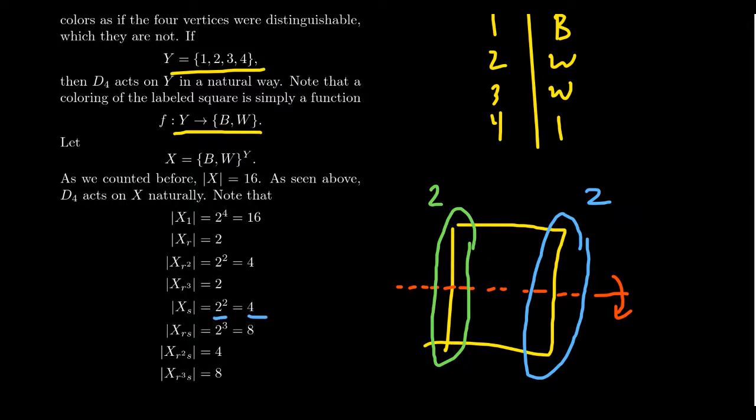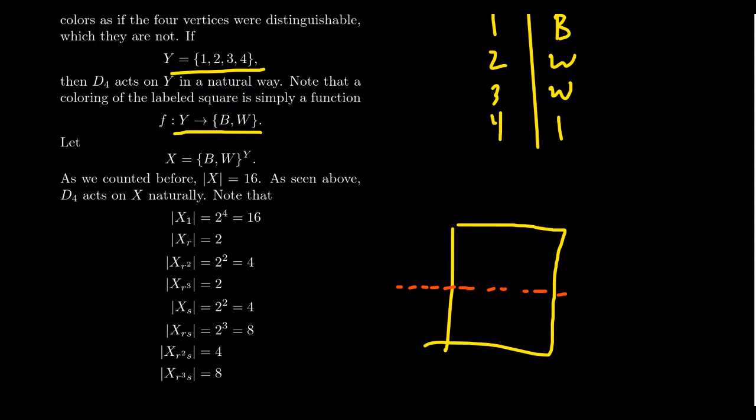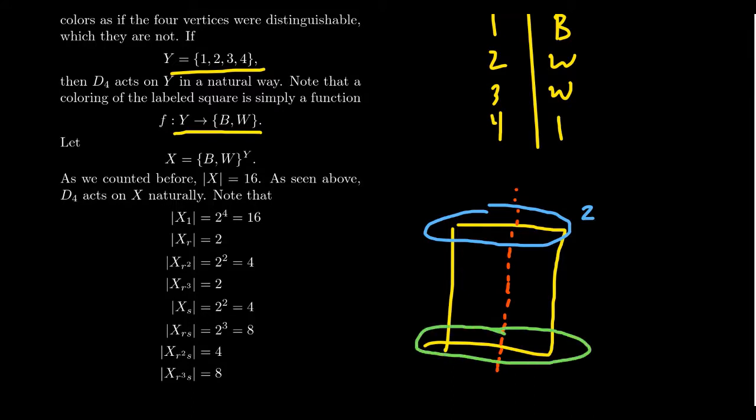All right, jumping down to R squared S, we get a very similar picture there, because in this situation you now have a horizontal line. And by similar reasoning, these two vertices will have to be the same color, which gives you two options. And these two vertices will have to be the same color, which gives us two options, because we're looking for what is a square that's not changed when you do these rotations. There's reflections in this situation.